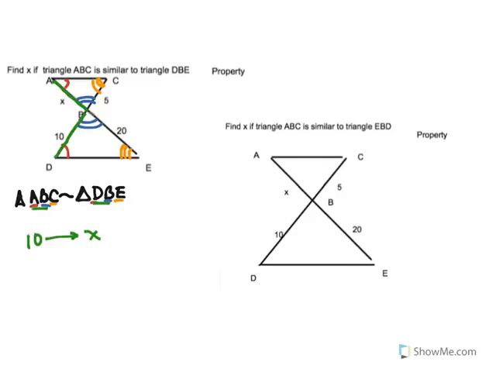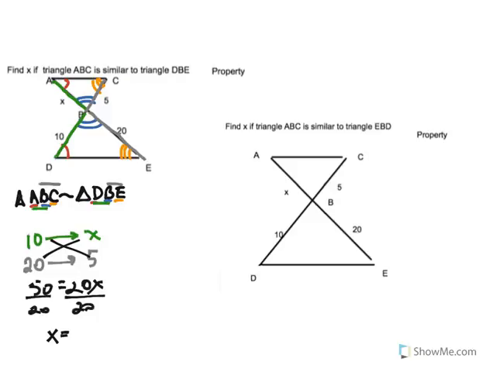We have side BE. Side BE are the last 2 letters in the second triangle. The last two letters in the first triangle are BC, so the corresponding side is going to be BC, which is 5. Now I started with the bottom triangle, I have to continue with the bottom triangle. My ratio is now 20 is to 5. Cross multiply, I get 50 equals 20x, divided by 20, x equals 2.5.